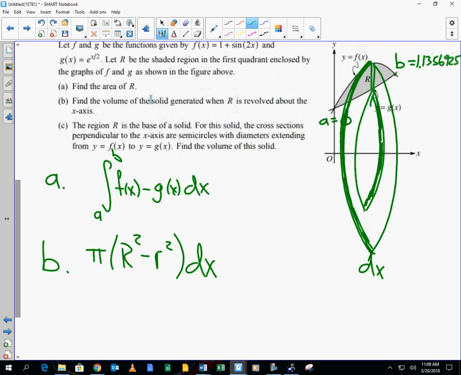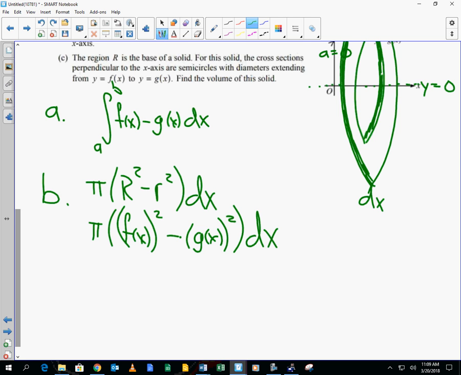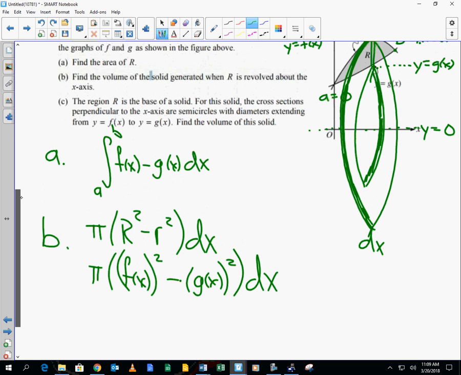So what's the middle of this portion right here? Y equals 0. What makes up this portion of the washer? Y equals g of x. And what makes up the top portion of the washer? So can somebody tell me, what is your big radius? F of x. So I take f of x and I square that. Minus what makes little r? G of x. Take that guy and I square it. Dx. So that's the volume of just one washer.